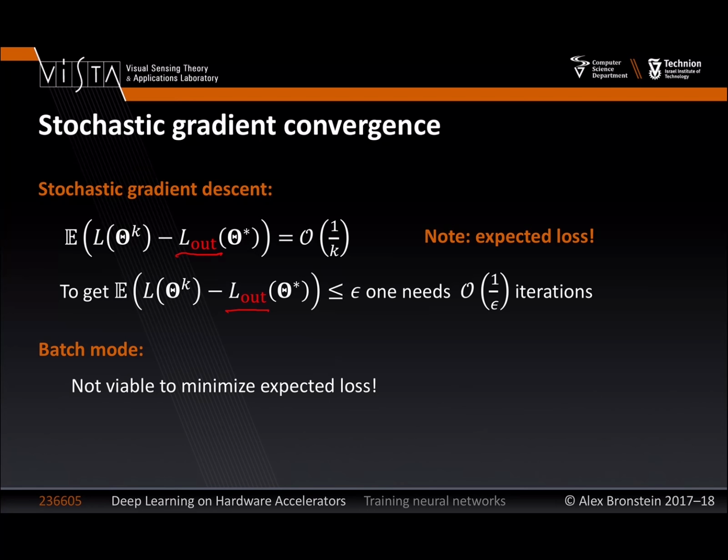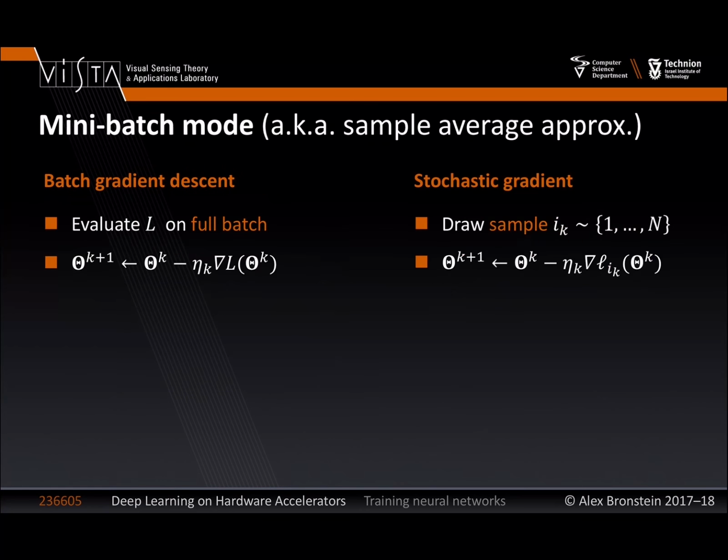Actually, we've seen two inherent advantages of stochastic optimization. One of them is that we don't have any dependency on n in the iteration cost. Another one is that we can actually converge to the expected loss and not to the minimizer of the empirical loss.